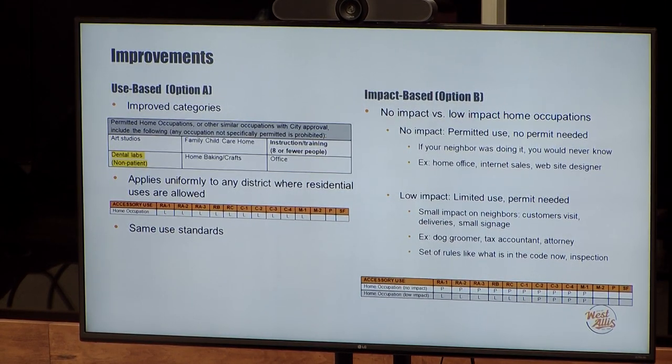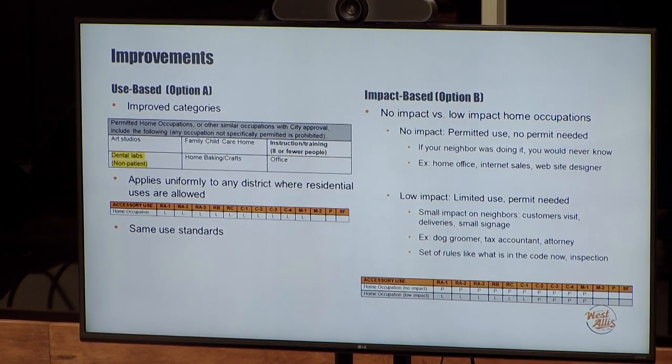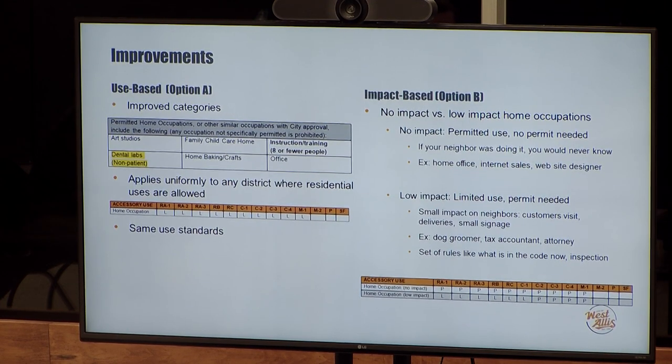You can do this if you're working for a company, maybe an insurance agency, and you can do all your work from home. And for whatever reason you want to apply for a home-based business, or if you have an LLC or something like that for tax purposes, you probably want a home occupancy permit. Low-impact uses, these are just hypotheticals, would be like dog groomers, tax accountants, attorneys.